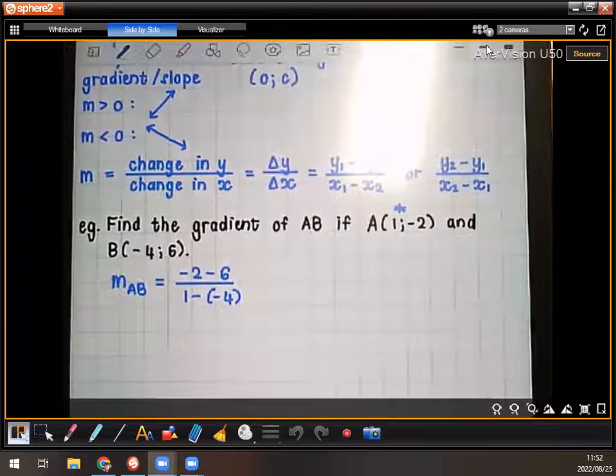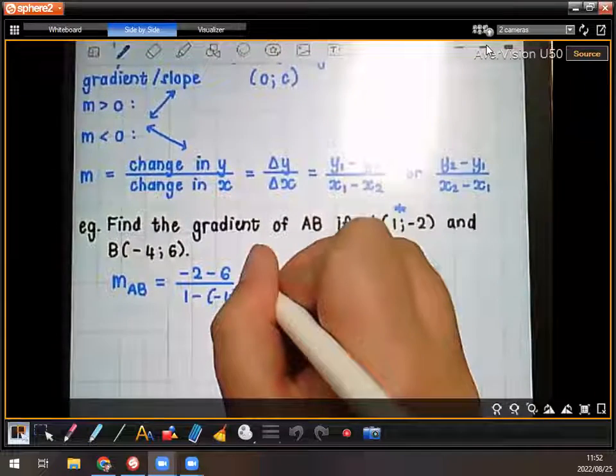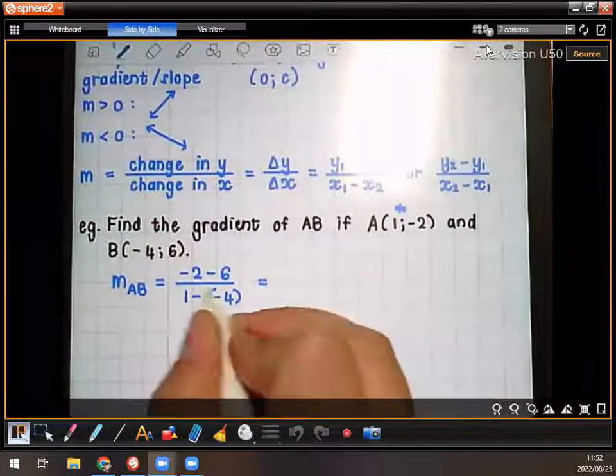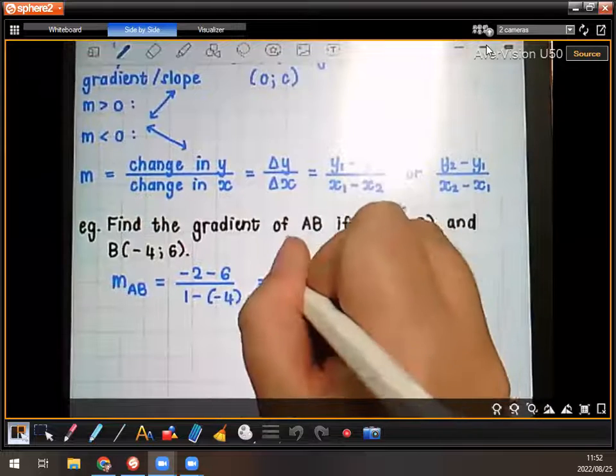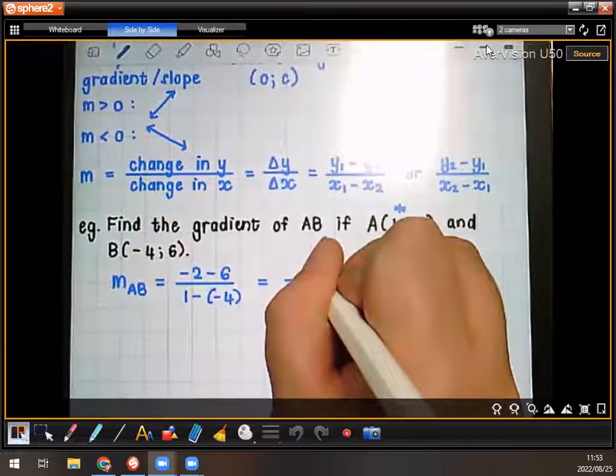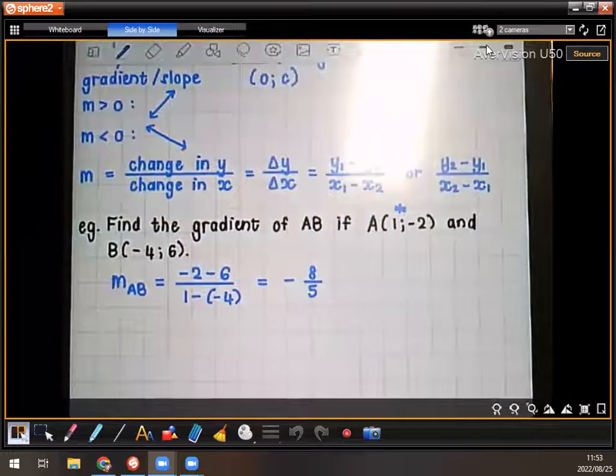No, you'll get the same. Okay, are we fine with that, guys? And then just work that out. What's negative 2 minus 6? Negative 8, and this is 5. Negative 8 over 5. If you did it the other way around, let's quickly think, what would we get?